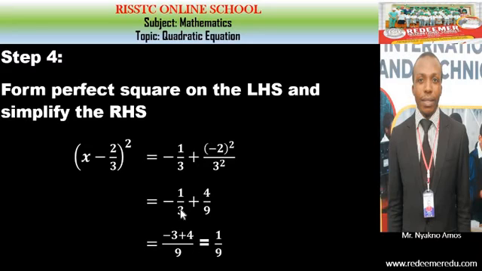So if we multiply through by the LCM, we now have minus 1 all over 3 times 9, which gives us minus 3. Then plus 4 all over 9 divided by 9, which gives us 4. Then all of them are divided by that LCM, which gives us minus 3 plus 4 all over 9. And we now have 1 divided by 9. Okay, now to the next step.